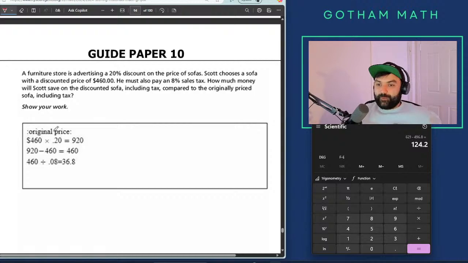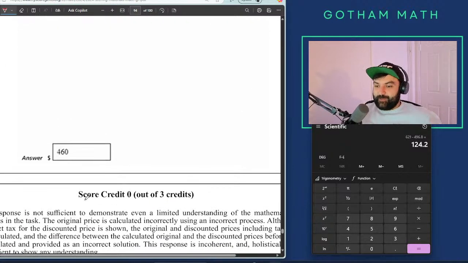All right, so original price. What is 20, okay, times 0.20. 920. 920 minus 460. 460. Oh my god, what's going on? 460 divided by 0.8 is 3680. That's nothing, right? What is that? That's bad. That's incorrect. That's not even incorrect. It's just like someone just put numbers here and there, multiplied, got something. Shooting in the dark. Zero. Absolutely zero.